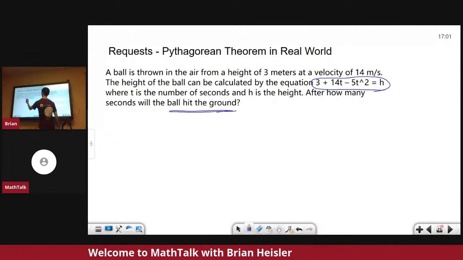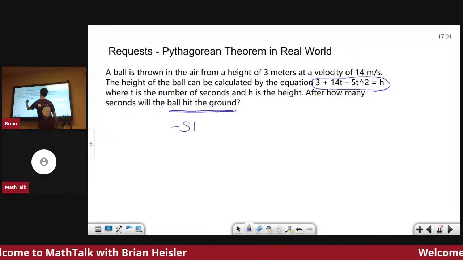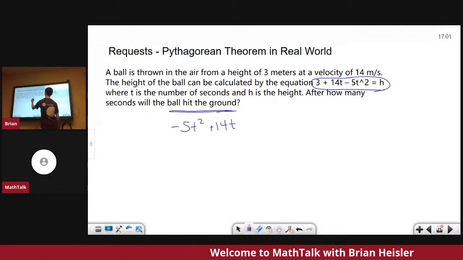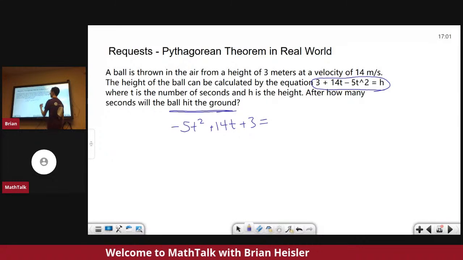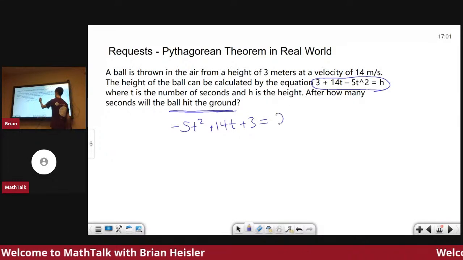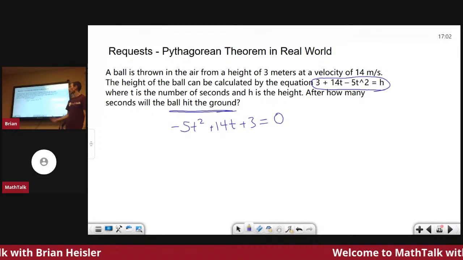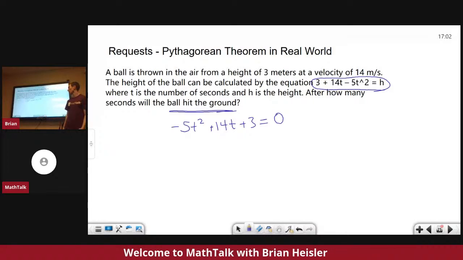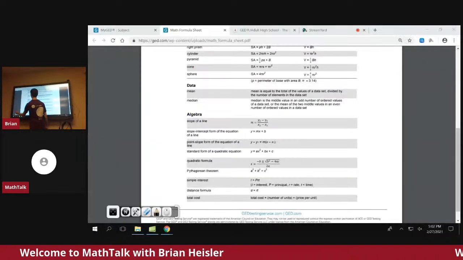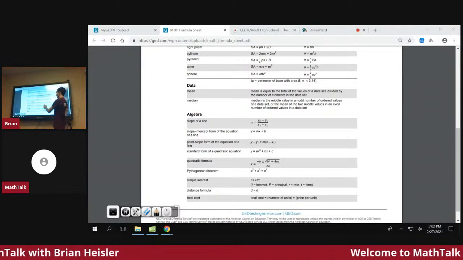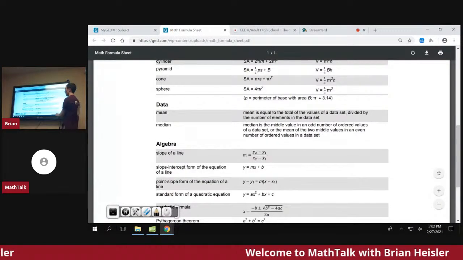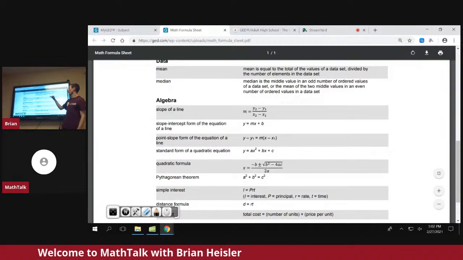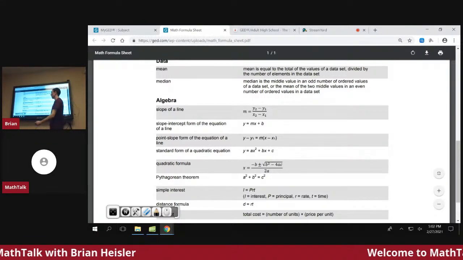So I'm going to rewrite this equation as negative 5t squared plus 14t plus 3 equals, in this case, h, the height we're looking for, which is 0. And this is important because the way it's written now, what I have is a quadratic equation. And how do I solve quadratic equations? Well, I open up my formula sheet and I see that there is a quadratic formula right here. So I need to use that formula and plug in the values I need to solve.